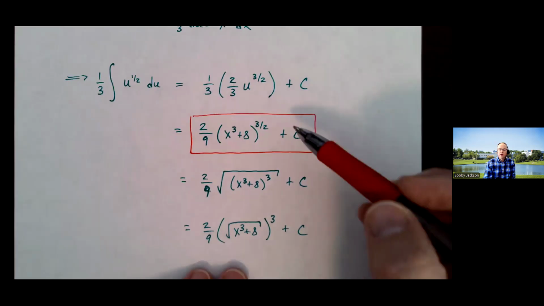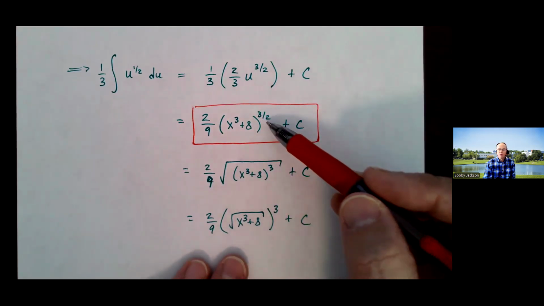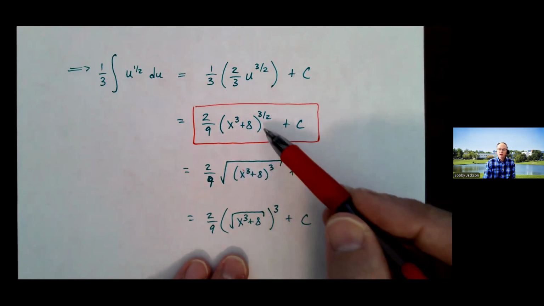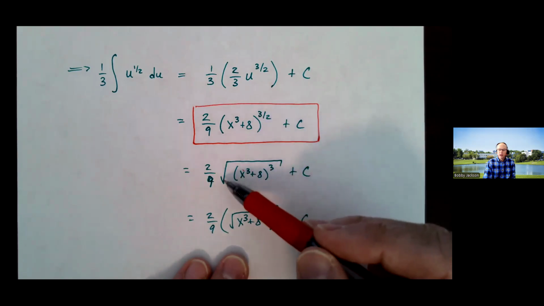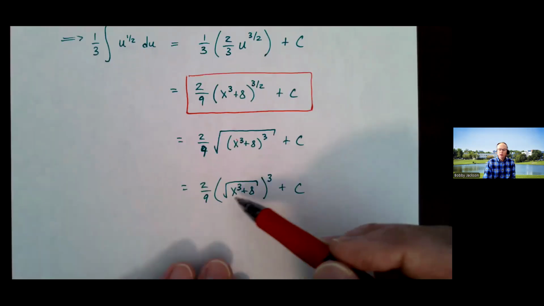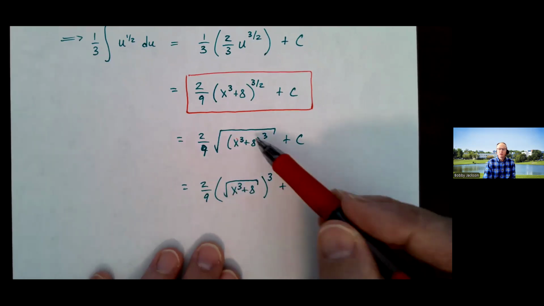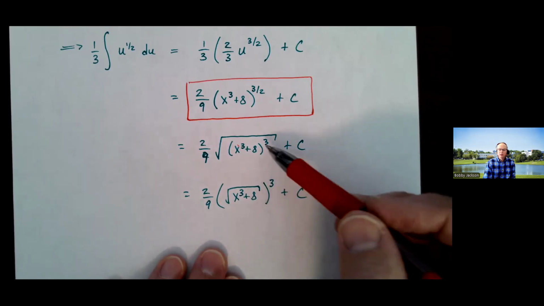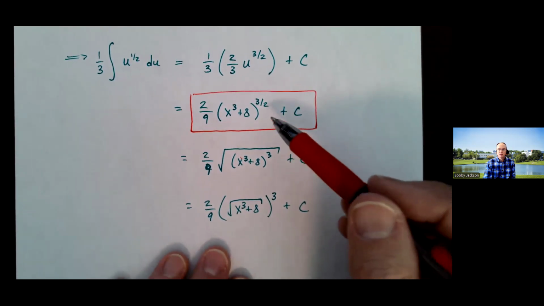You could rewrite this, and I'm not sure if Achieve wants this or not, but to the 3/2 power either means you take x cubed plus 8 and cube it first. That's what the 3 means. And then the 1/2 there, then take the square root. Or you can take the square root first of x cubed plus 8 and then cube that result. Same thing. But again, on the test, I would not want this, just this, especially with an indefinite integral.